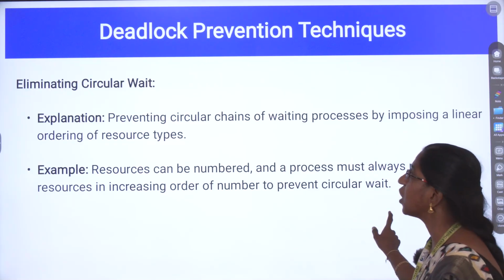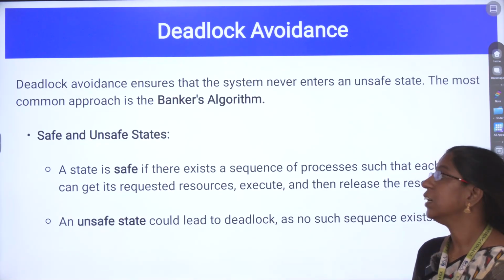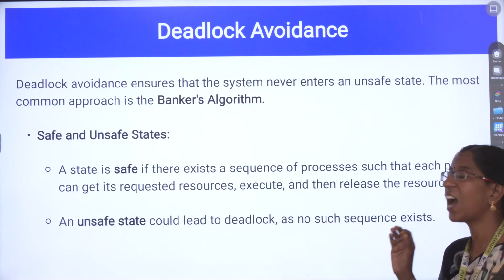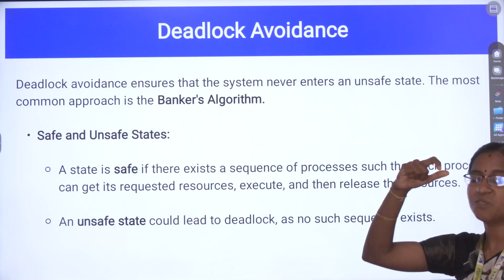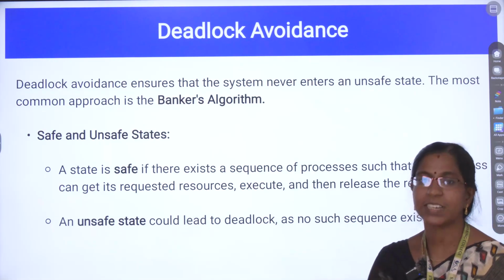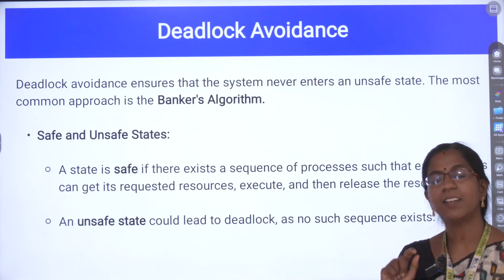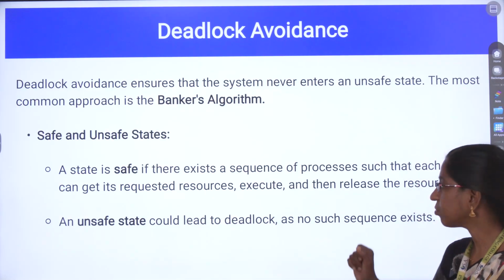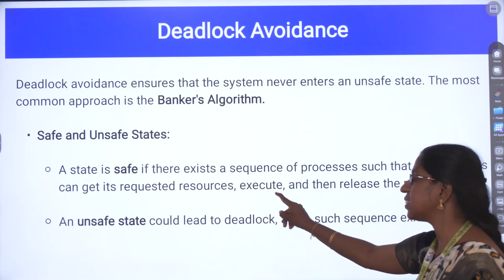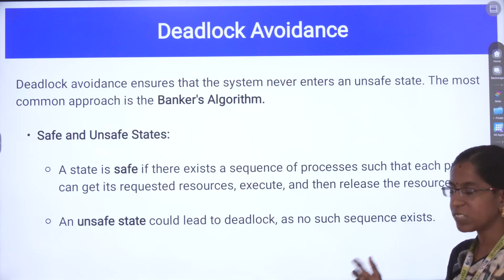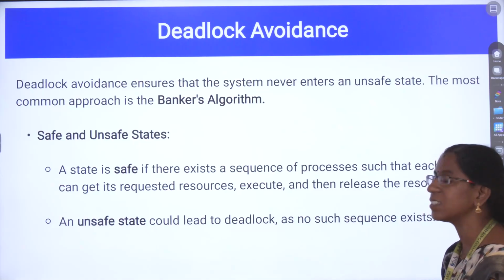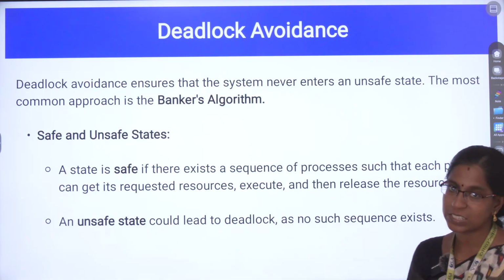Okay, next we are moving to deadlock avoidance. Deadlock avoidance ensures the system never enters an unsafe state. We must give the assurance that my process is in a safe state. So we have to define safe and unsafe states. What is a safe state? A state is safe if there exists a sequence of processes such that each process can get its requested resources, execute and then release the resources.